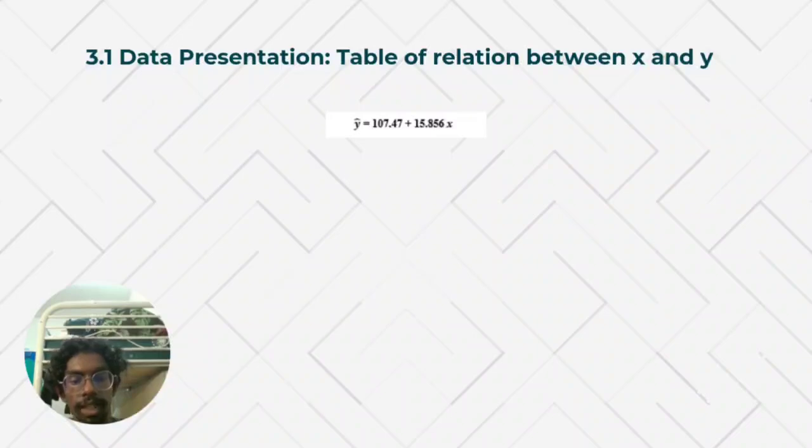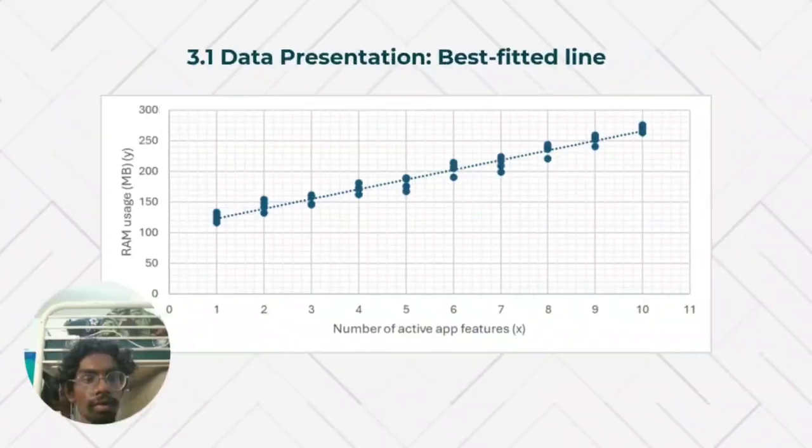This is the new table for the values of x and y after finding the linear regression model. So in this table, we can see the best fitted values of y when we increase the number of x one by one as 1, 2, 3 and so on. Finally, this is the best fitted line of the scatter diagram for this linear regression model.